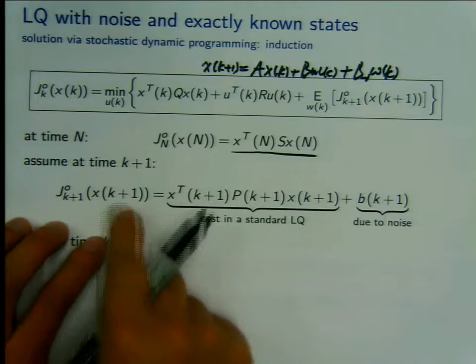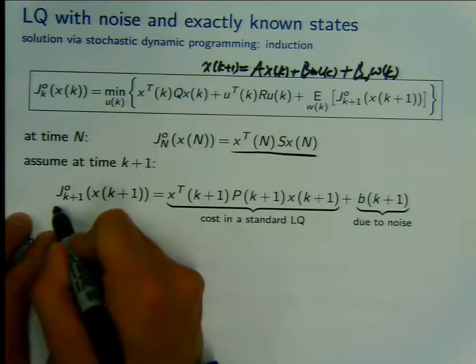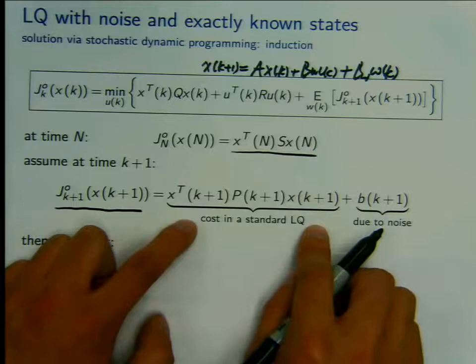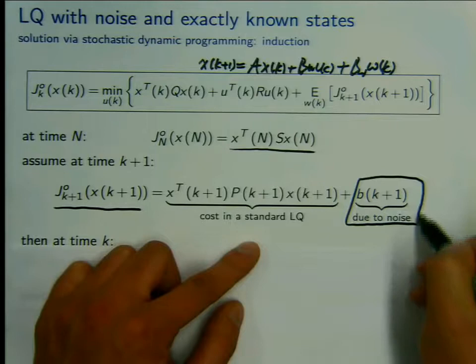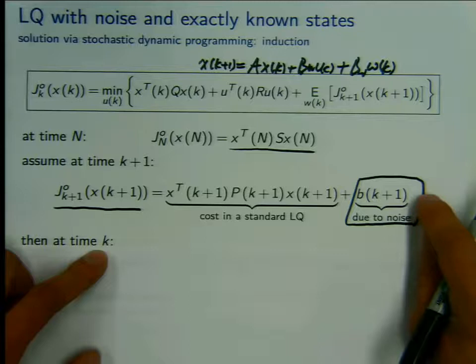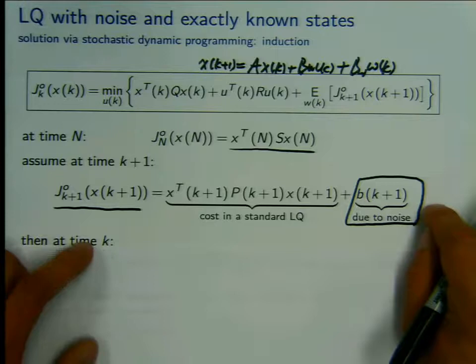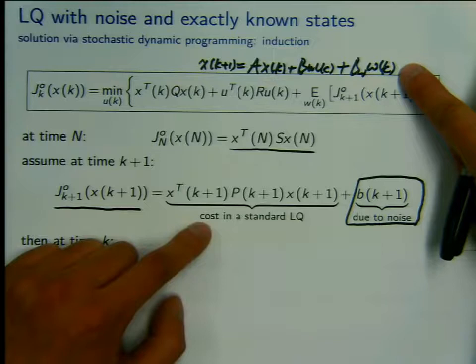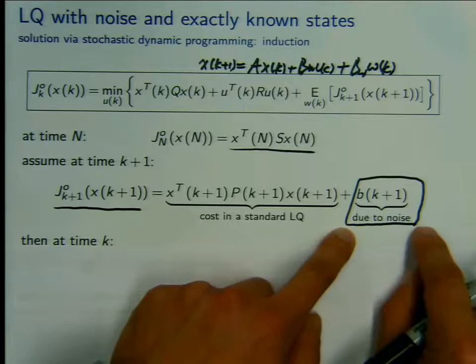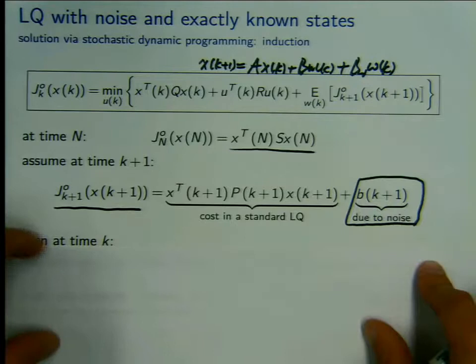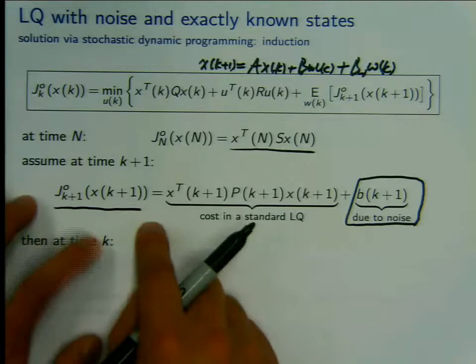So assume at time k plus 1, we have the optimal cost to go in this structure. It's a quadratic function of xk plus 1. So this is the same term as in standard LQ, plus some additional term. This term will always be positive if we have noise. The intuition here is that if we have noise in the system, then the optimal cost will be higher than the cost in the LQ problem. The additional cost is exactly due to the noise term here.